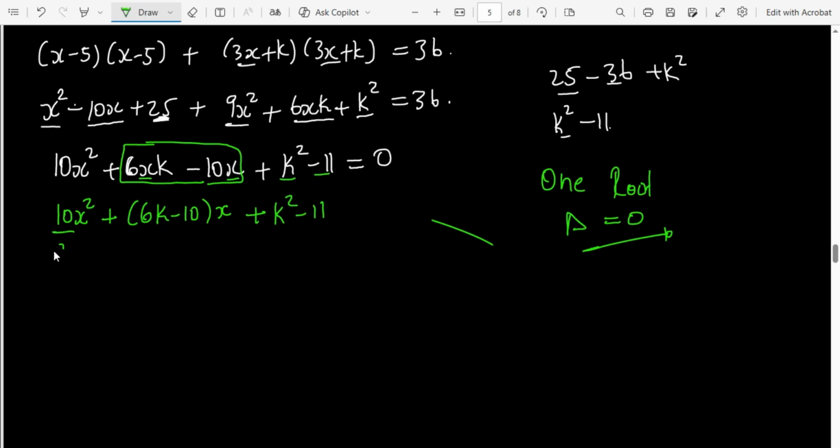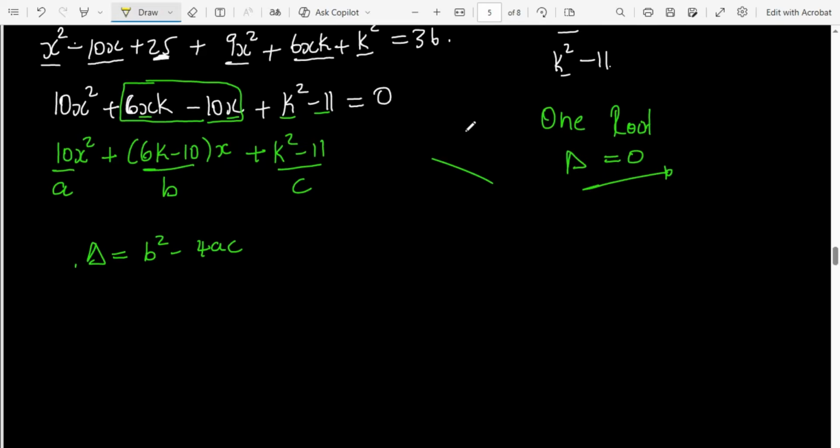Remember, a is the coefficient of what? A is the coefficient of x squared. This will be my b, which is the coefficient of x. And this is the constant value c. Then the discriminant equals b squared minus 4ac. I hope you understand what is going on in this problem. So now we know what is b, we know what is a, we can just substitute.